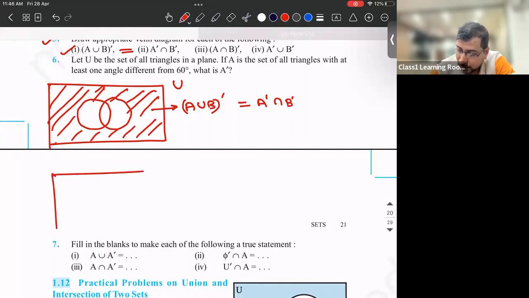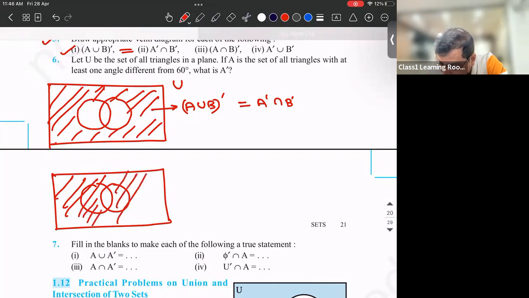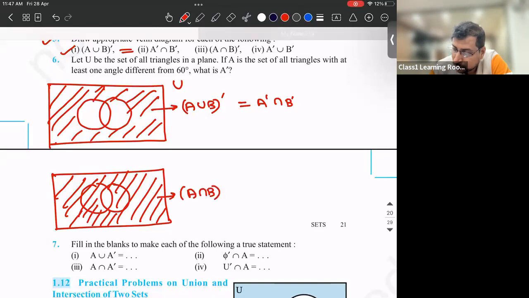Now I'll draw for the third one. Observe. So for the third one, if I take this as A, this as B, which is going to be the intersection? This portion, the convex part. So this whole portion, except the intersection of A and B, is what is going to be the complement. Makes sense? Yes, sir.